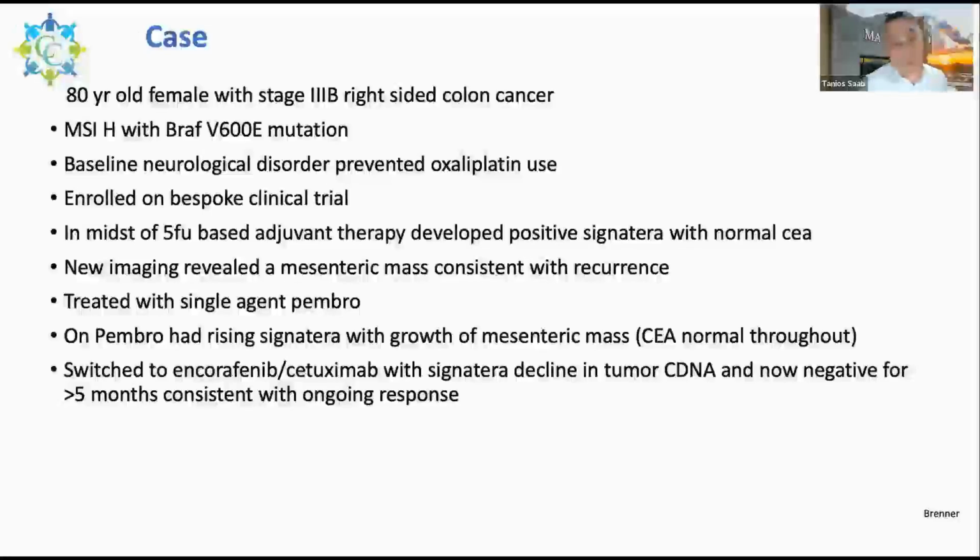Great. And there's a study called CMARC right now that's looking at pembro plus cetuximab versus pembro followed by cetuximab in this particular patient population, because the MSI-H subgroup with BRAF V600 is less likely to respond well to IO. So that's a fantastic case. Thank you. And it's a rare patient population.